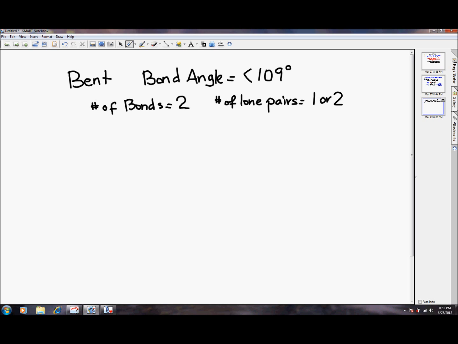Okay, so what's a good example of a bent molecule, and what do I mean by this less than 109 degrees? Well, let's use, for example, water. Water's a great example of a bent molecule. Let's put together the Lewis dot structure real quick for water. Here's O. Let's put my H's.